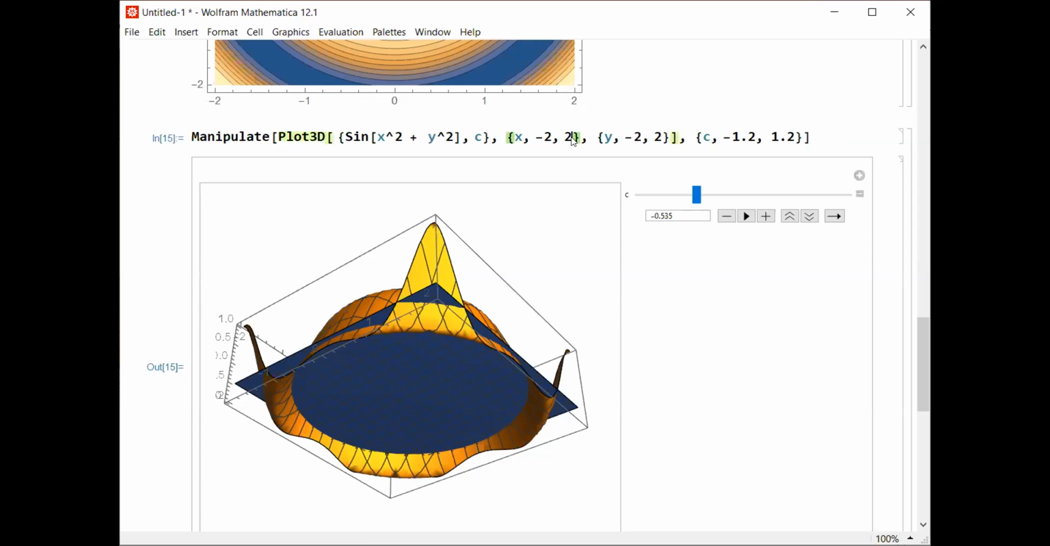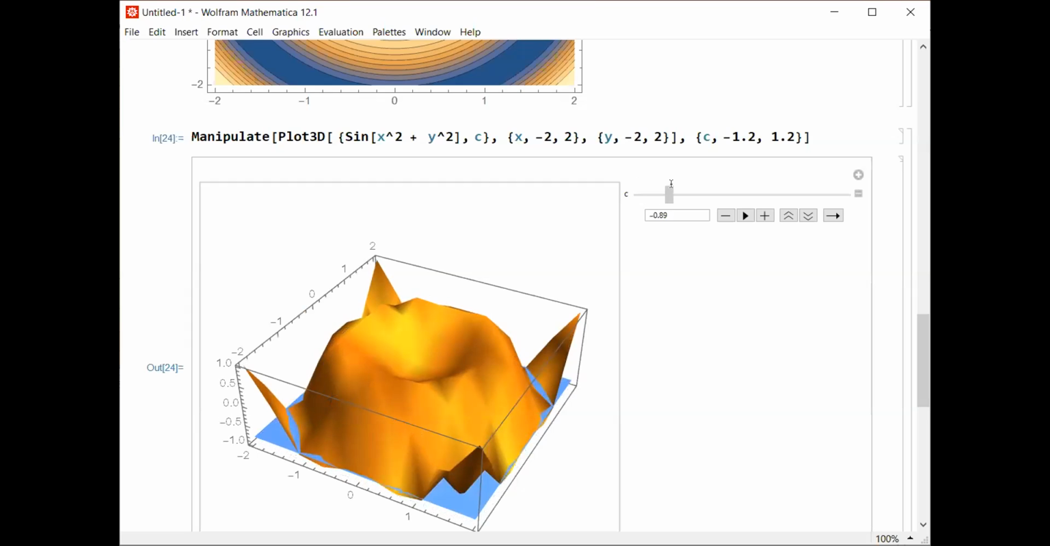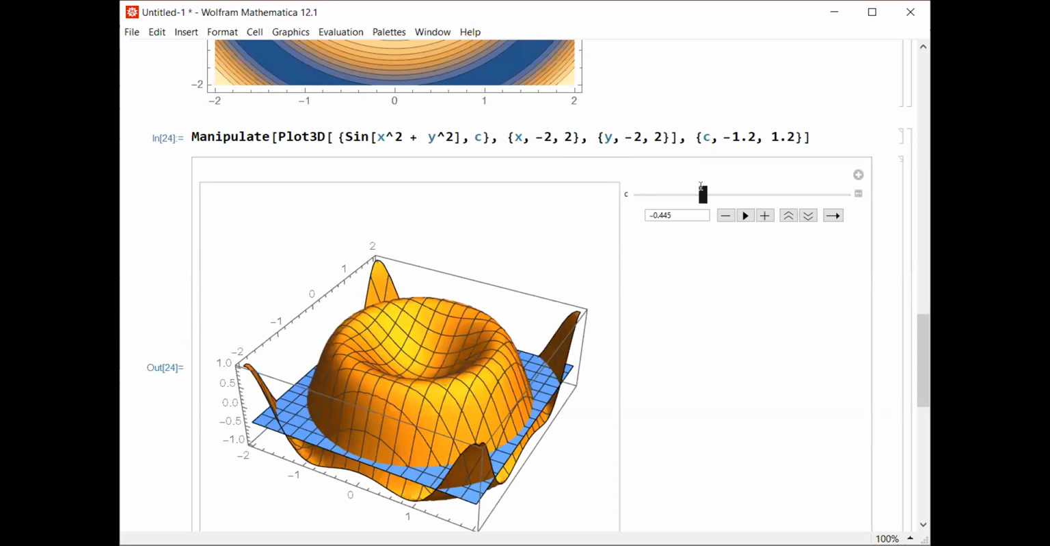Let me just rerun the code. And so here we go. And we start off with the plane, c equals -1.2, below our function. And now as I raise it up, it's like the water is flooding. You can see where it intersects. And where it intersects over here, these are going to be the level set of that height c. It's all the points like that.